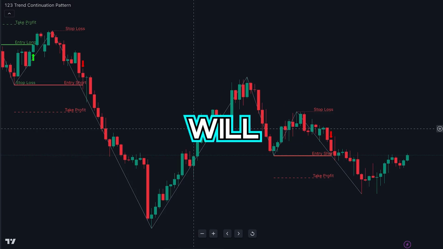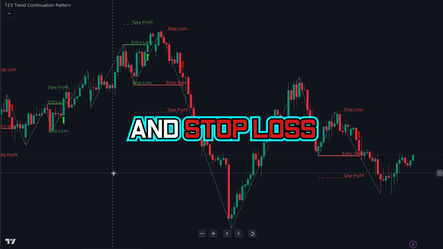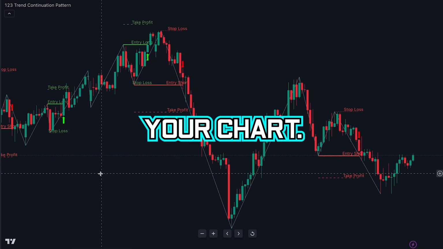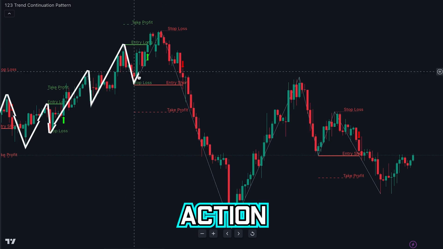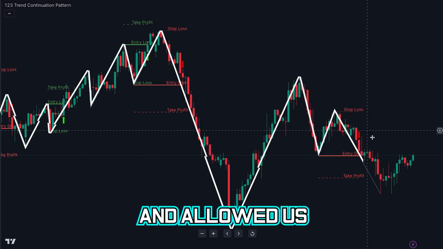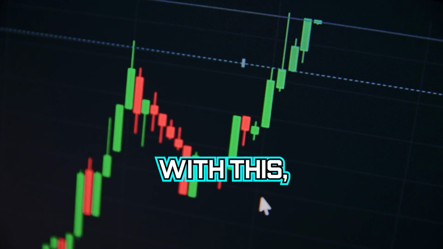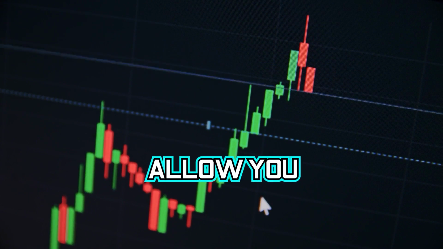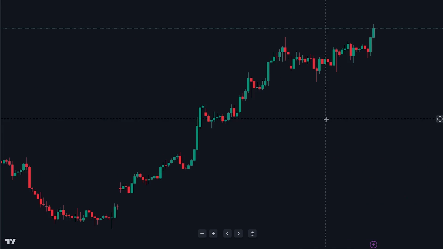This indicator will automatically draw the market structure and plot the exact take profit and stop loss levels on your chart. As you can see, once we added this indicator to the chart, the price action structure becomes very clear and allowed us to see exactly how price is trending. Along with this, the indicator will even allow you to select what risk to reward you would like to use on trades. Let's first add the indicator to our chart.